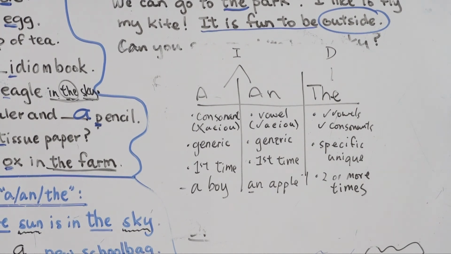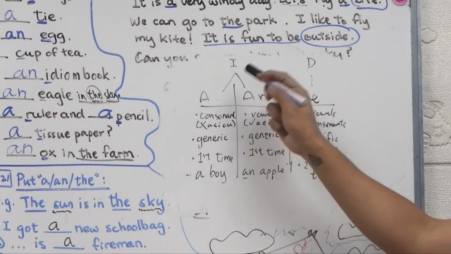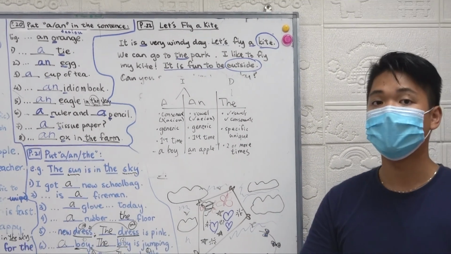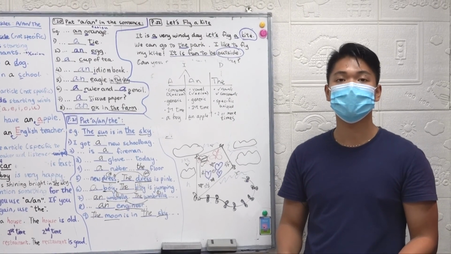All right, everyone. So I hope that you can finish drawing on your kite and coloring it in. And also remember the differences between a, an, and the, because we will talk about them again in the next lesson. So I hope you enjoyed this lesson, and I hope to see you again in the next one.